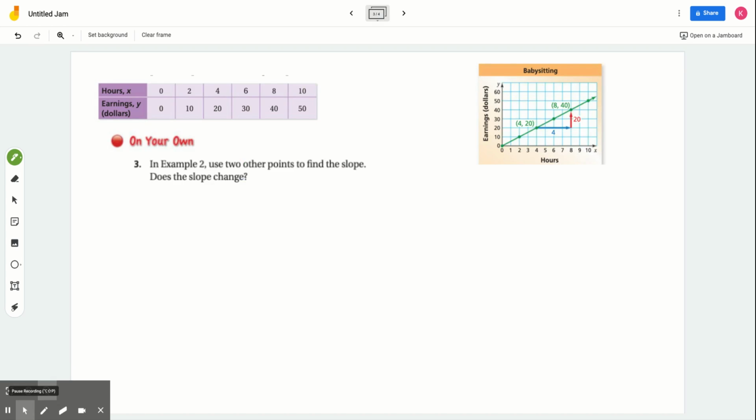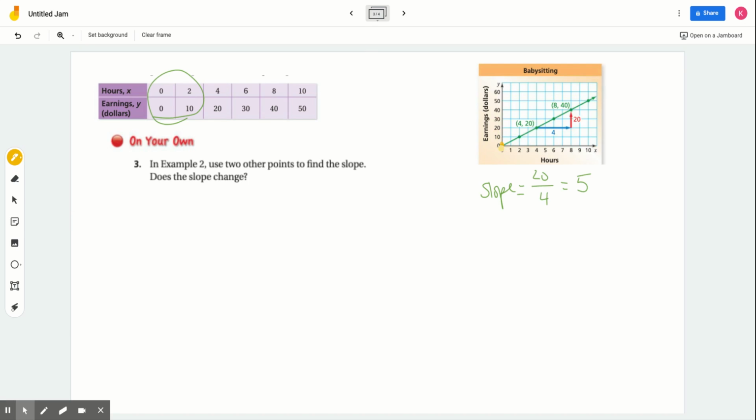On the next one, it says, in example 2, use 2 other points to find the slope. Does the slope change? In example 2, they used these 2 points and found that the rise was 20 and the run was 4. So they said this line had a slope of 5. They used the 2 points, 4, 20 and 8, 40. So let's use 2 other points. Let's just use these first two, so that way we stay out of the way of what's already here.